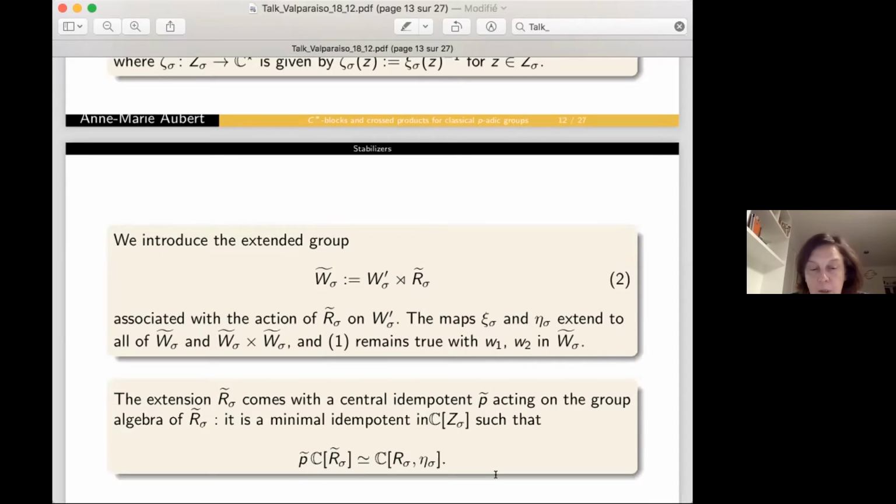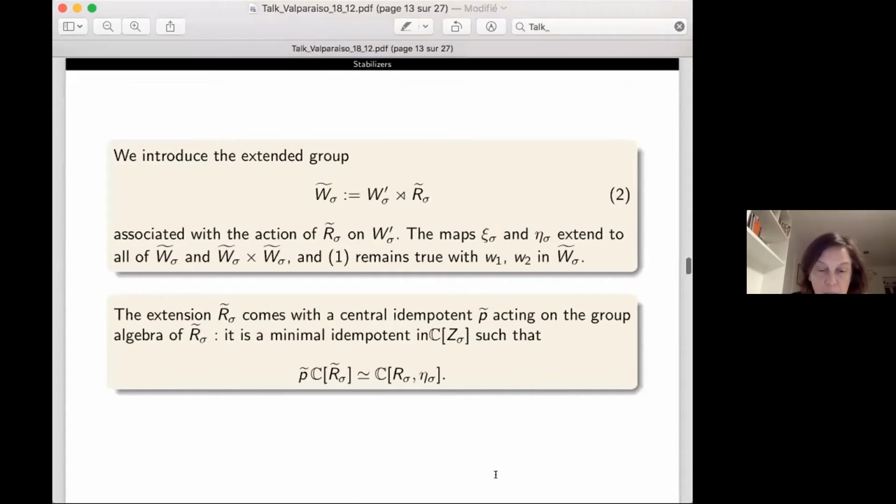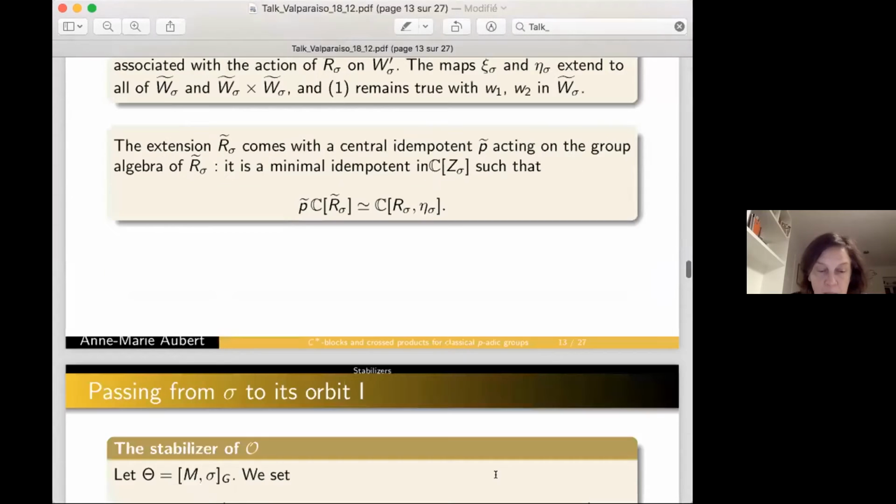Moreover, this extension arises with a central idempotent acting on the group algebra of R sigma tilde, and which has the property that if you consider the image of the group algebra of R sigma tilde, you get the twisted algebra of R sigma twisted by the cocycle eta sigma. So these are the objects we need to formulate our result.